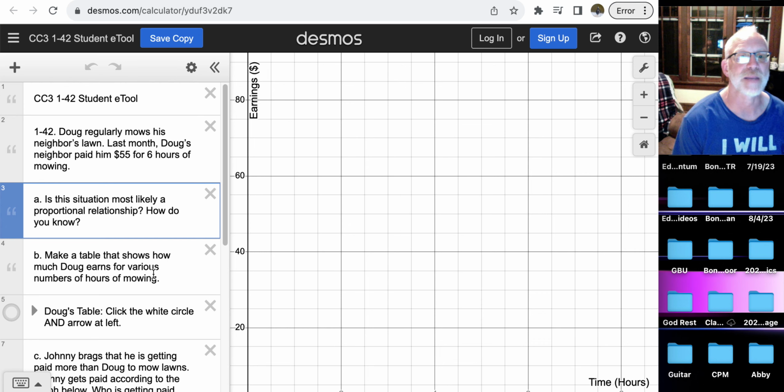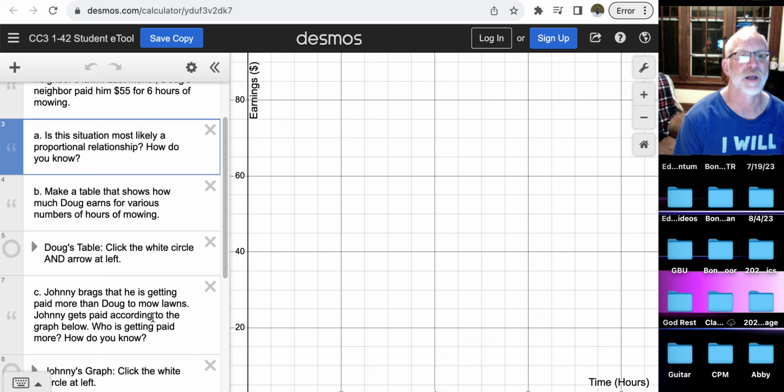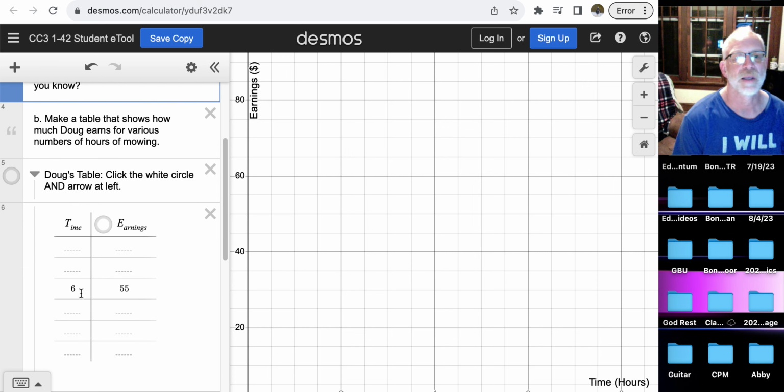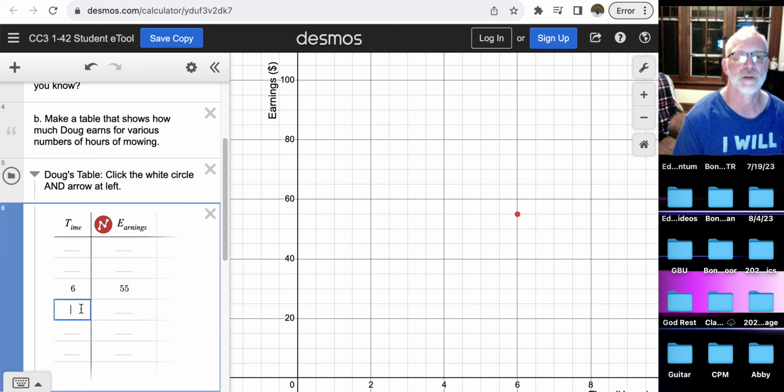Then we have to make a table that shows how much Doug earns for various numbers of hours of mowing. So then we click down here to Doug's table, and then we see, well, 6 hours, he earned $55. And we can plot that point right there. So we've got 6 hours, $55. What if you mowed for 12 hours?